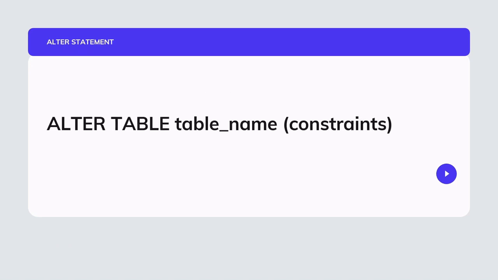Next is alter table. Say I declared a column as not null, but later I realized that the table can have null values. Then I go with alter table, the table name, and then I give the constraints that I want to add. We can also use it when I forgot to define a primary key or foreign key for a table and have to change it later. Every form of altering the table you have to do with the alter table statement.